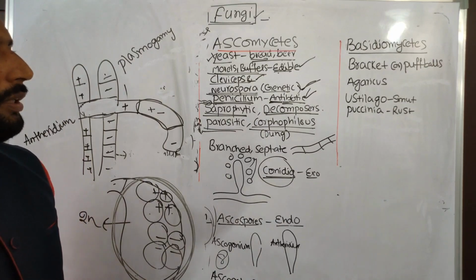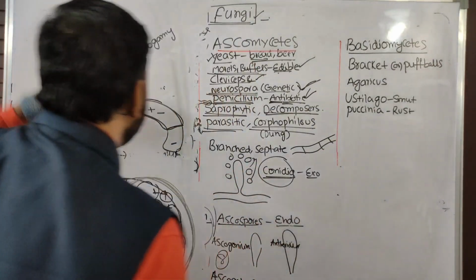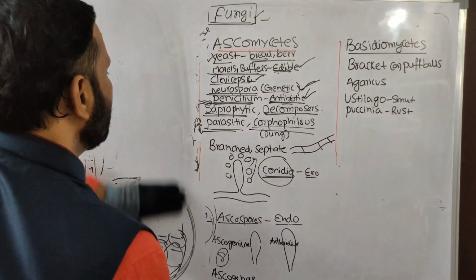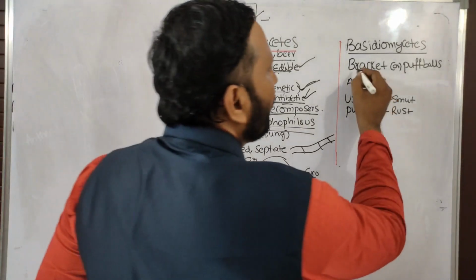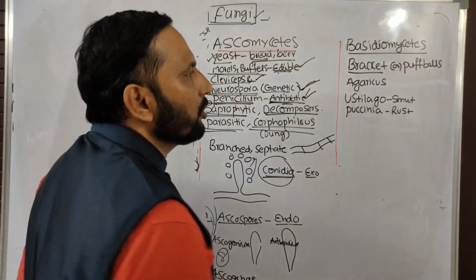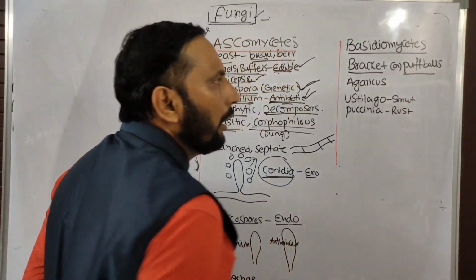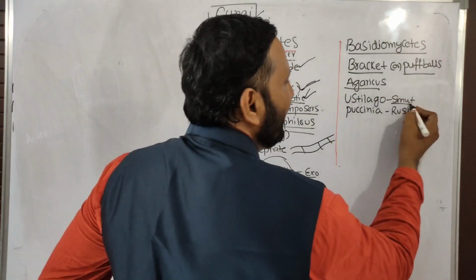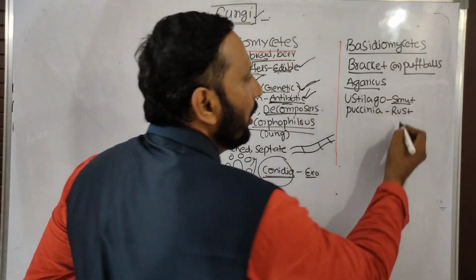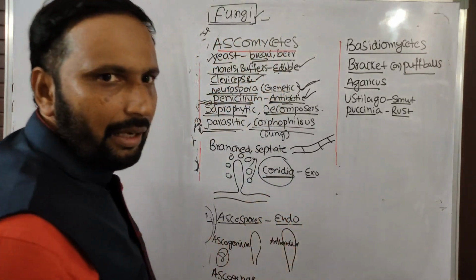Window. Remember that one. Then we are going to Basidiomycetes. In the Basidiomycetes, you just look here. Especially bracket fungi, for example, it is also called bracket fungi or puffballs. In that, the edible mushroom is Agaricus. Smut disease is caused by Ustilago. Rust disease is caused by Puccinia.